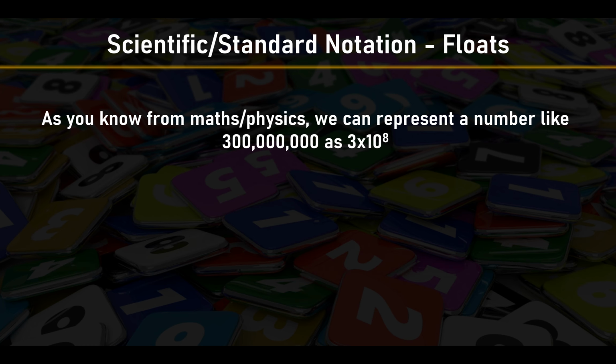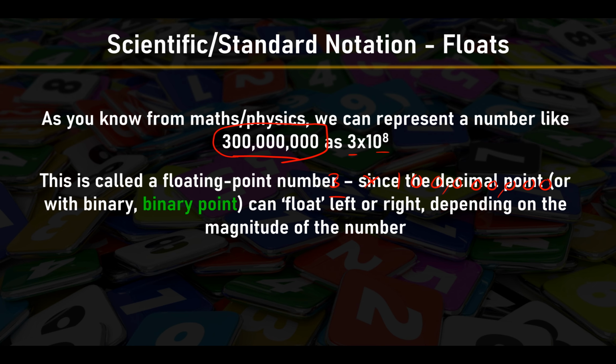Then if we look at scientific or standard notation, hopefully from maths or physics, or also chemistry, you probably know that we can represent numbers like 300 million as 3 times 10 to the power of 8. What that's saying is 3 multiplied by 10 to the power of 8. 10 to the power of 8 is going to be a 1 with 8 zeros, like this. And if we do this calculation, 3 times 100 million, that gives us our 300 million. That's just how that works.